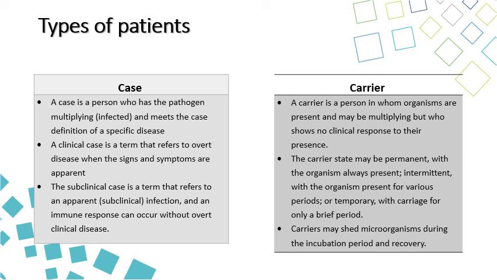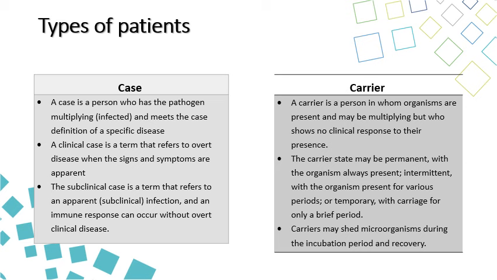Types of patient. There are two types of patient, cases and carriers. A case is a person who has the pathogen multiplying and meets the case definition of the specific disease. Cases can also be divided into two, clinical cases and subclinical cases. Clinical cases refer to overt disease when the signs and symptoms are apparent. Subclinical cases refer to apparent infection and an immune response that can occur without overt clinical disease.